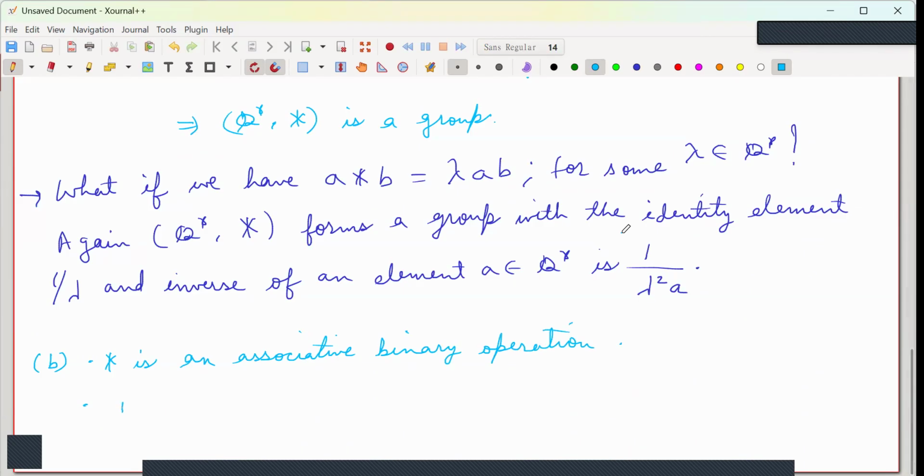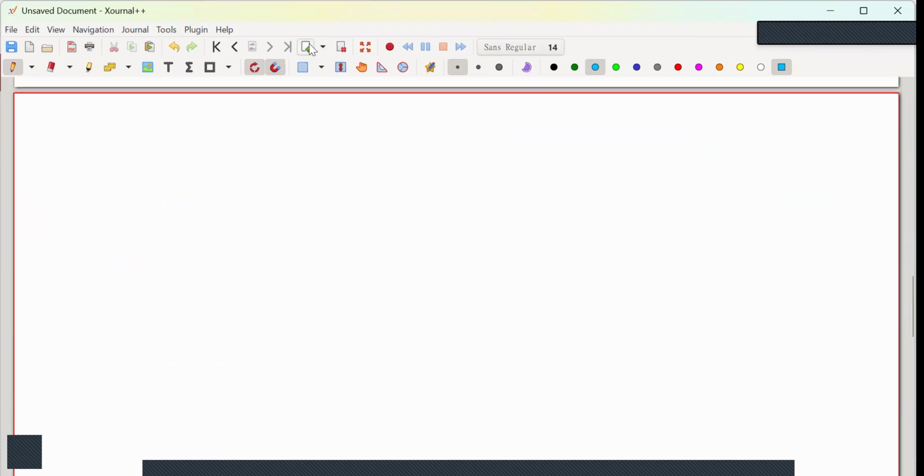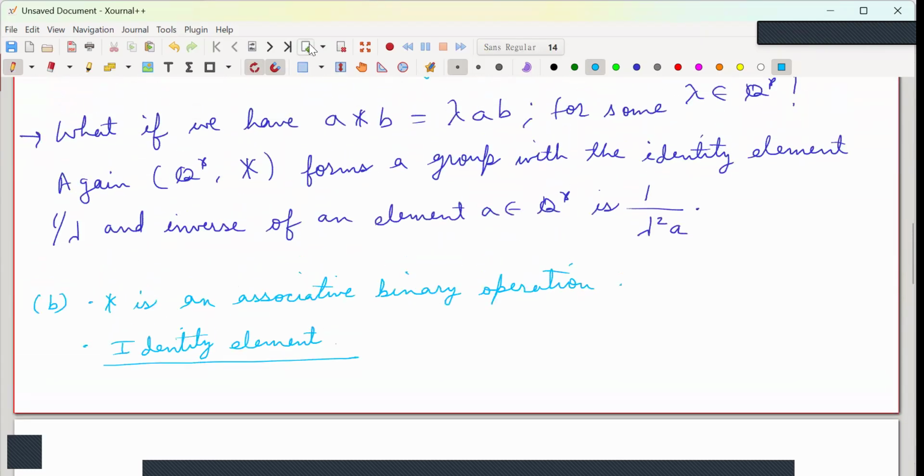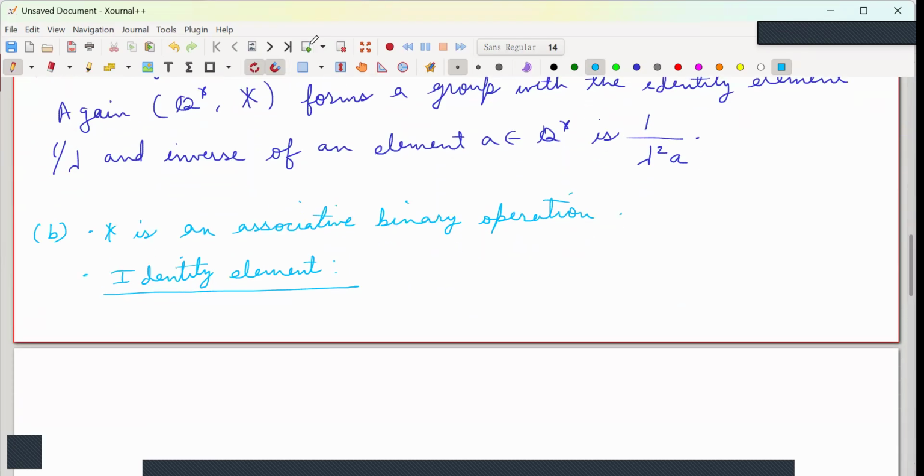Now, what is the identity element? 1. The identity element is 1. Very good. How did you come up with it? Did you do the calculation or just guess? I did the calculation. Okay, so let me check if you are correct. Then I will also tell you one trick.